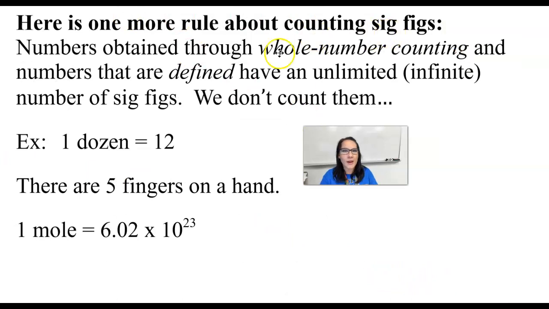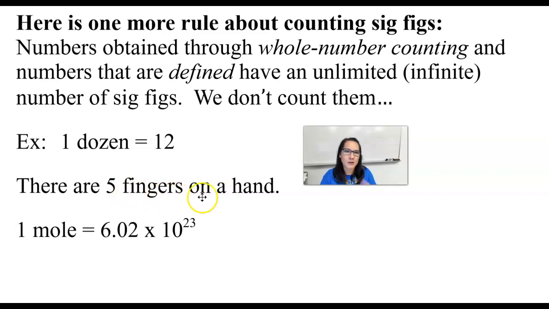One more rule about counting significant figures, and then we'll practice this. Numbers obtained through whole number counting and numbers that are defined have an unlimited or infinite number of sig figs, so we don't count them. For example, 1 dozen is equal to 12. So if I were using these numbers in a calculation, those are considered to have infinite significant figures because they are counting numbers and they're not measurements. And so we wouldn't use these in terms of sig figs.